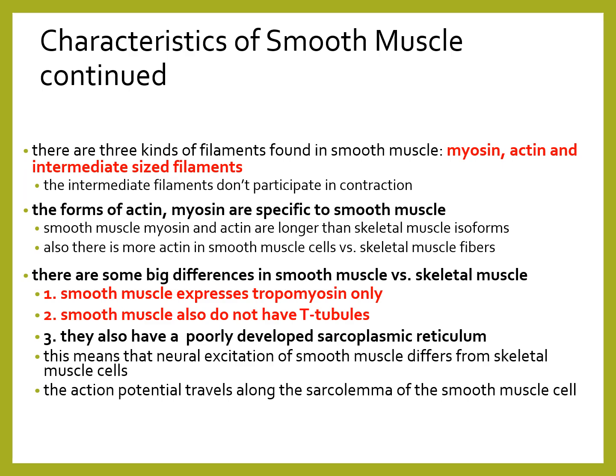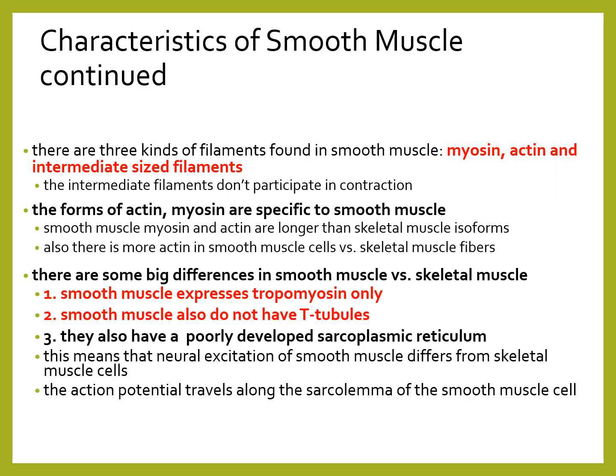In terms of the regulatory proteins, here's something really important. Smooth muscle does not have troponin. They only express tropomyosin, and it's not going to be involved in regulation of cross-bridging. So the cross-bridging in the model of smooth muscle contraction that I'm going to show you has got nothing to do with tropomyosin. One last thing on this slide that I'm going to point out to you is that there is no T-tubule structure in smooth muscle, and there is a very poorly developed sarcoplasmic reticulum.